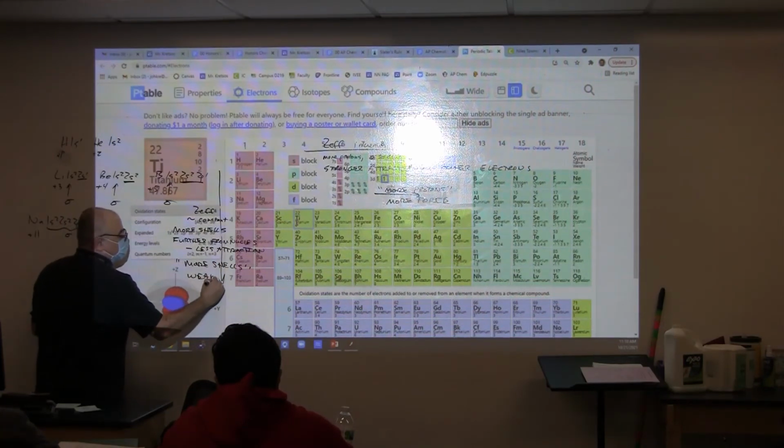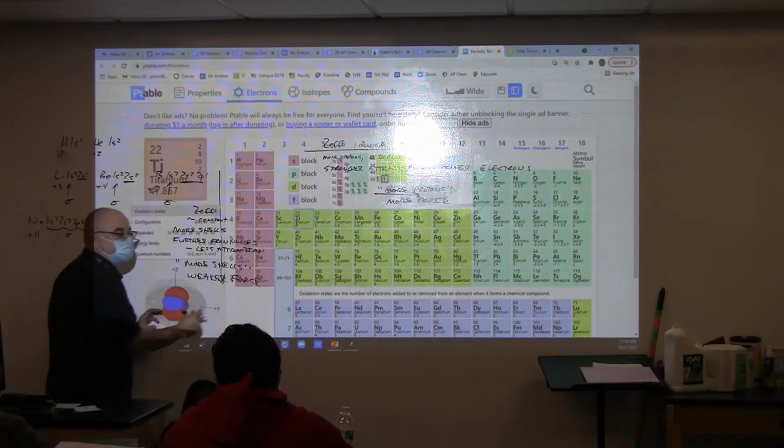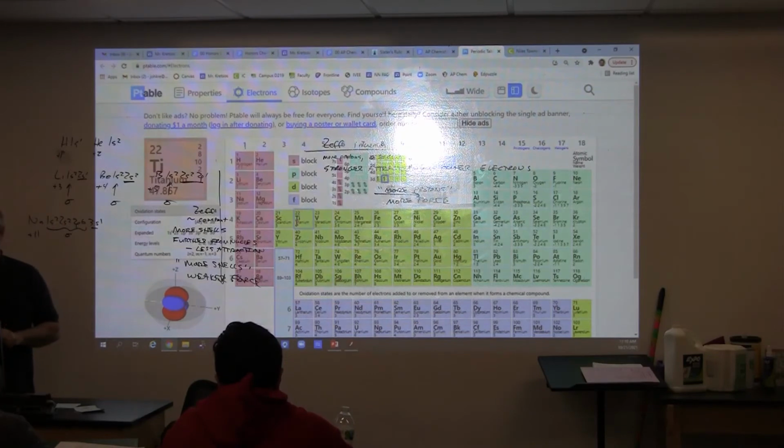Weaker force. If you can hold on to that, and just remember Coulomb's law is behind it, you've got everything you need to make the arguments. How do you feel about that so far? Jess? No? Maybe so?